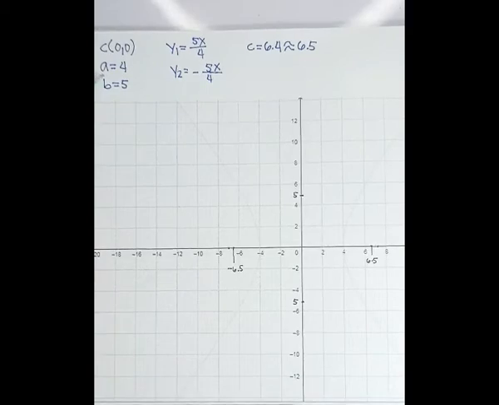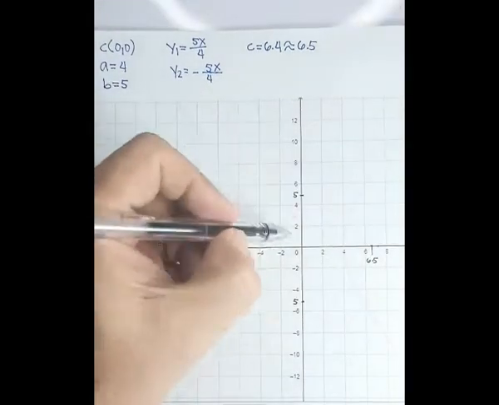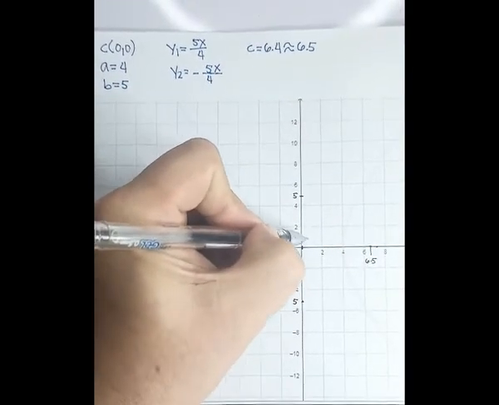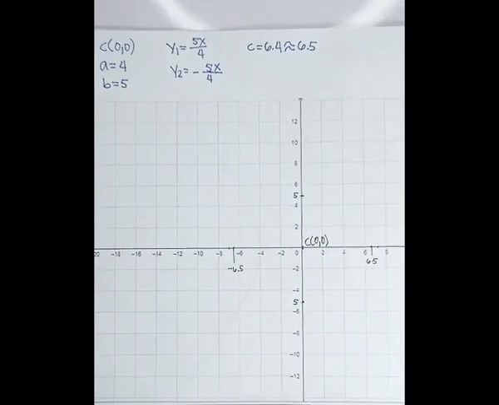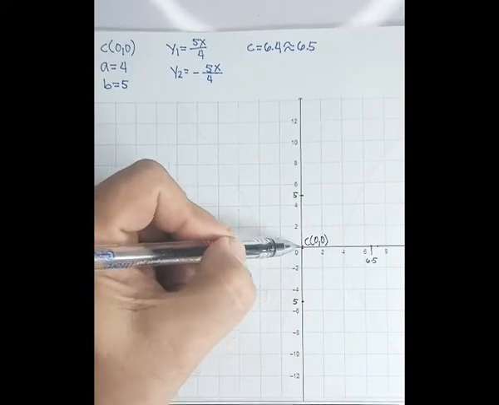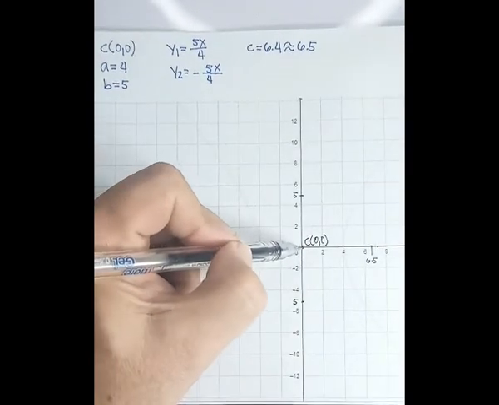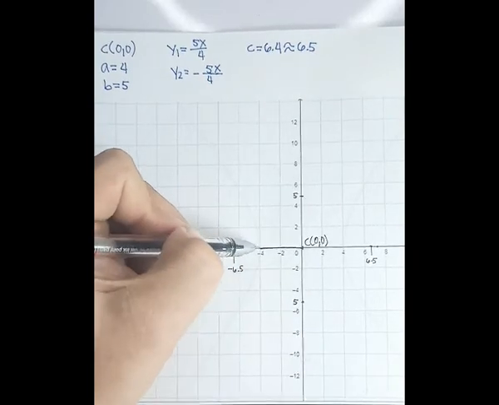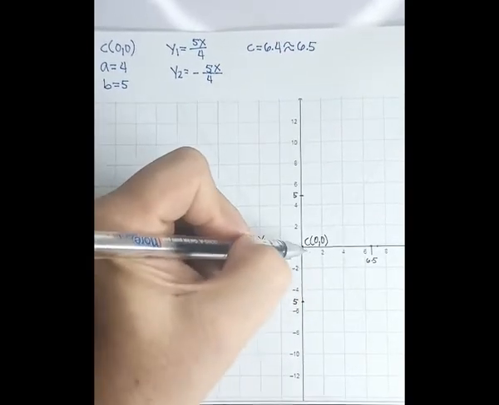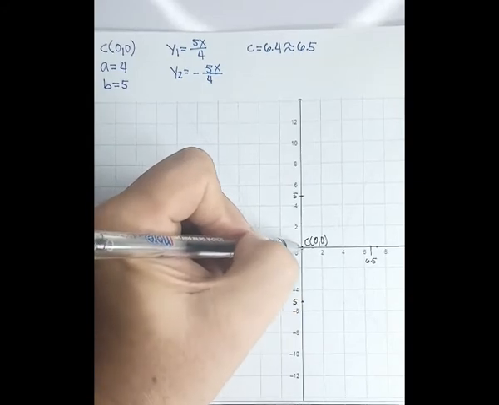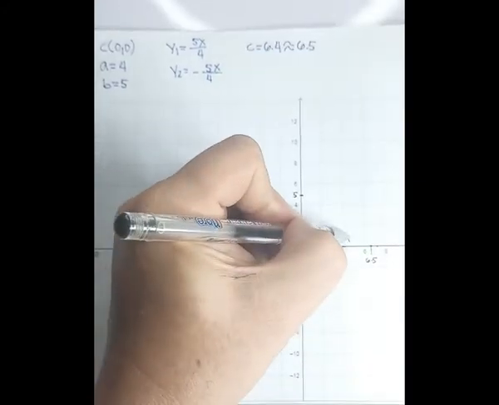So what is the use of A? First, our center of the hyperbola is located at (0, 0). And then A, which equals 4, determines our transverse axis. From the center, count 4 to the left and right. So we have 1, 2, 3, 4. That is our V1. Then count 1, 2, 3, 4 toward the right. V2.